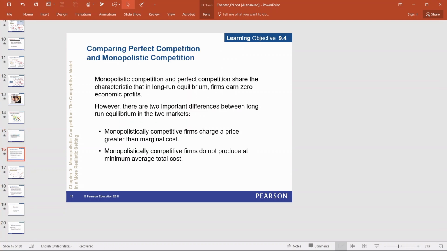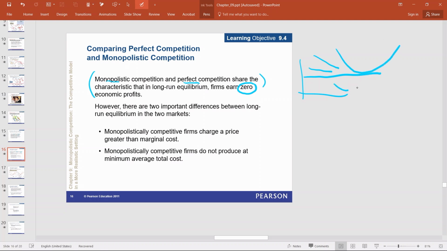So here it says that both monopolistic competition and perfect competition will be similar to each other. They share the same fact where they earn zero profit. Why? Because the demand curve will get flattened and flattened until it flattens like this, and then it touches the average total cost where there is no profit. So they earn zero profit. So monopolistic competition and perfect competition in the long run will be the same.